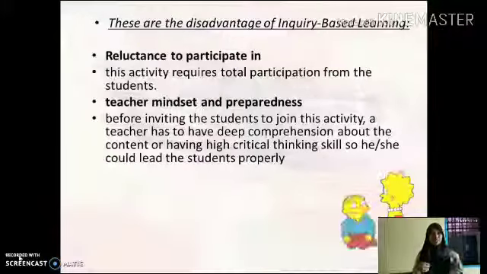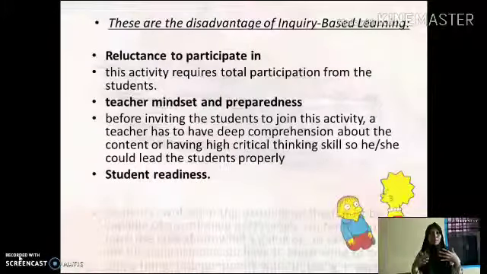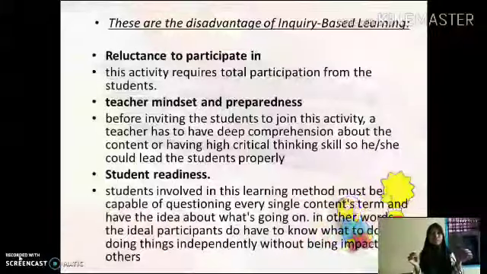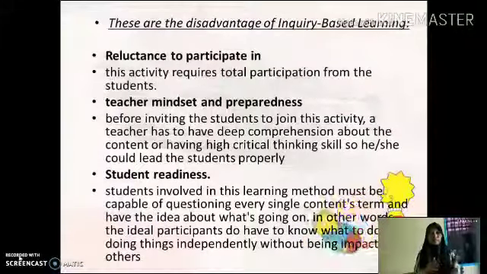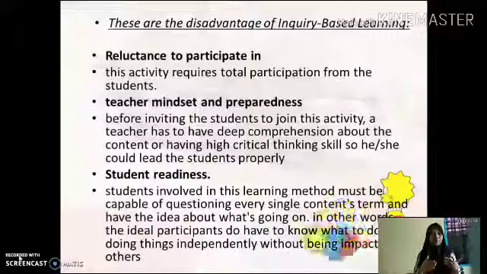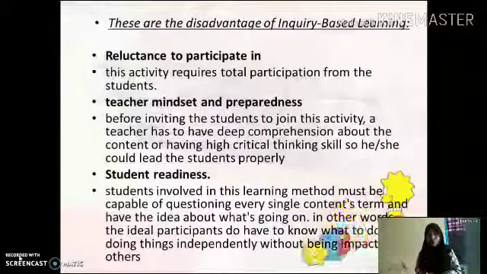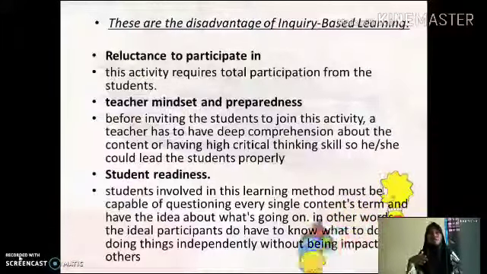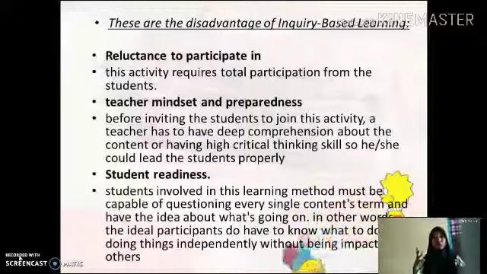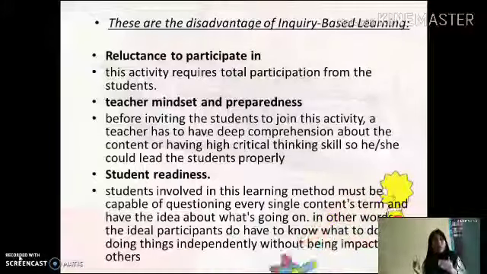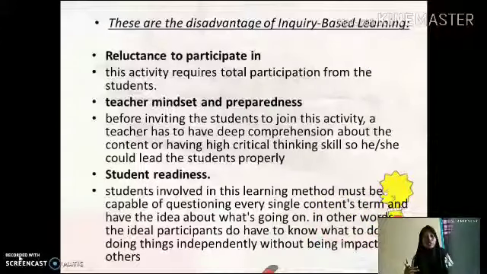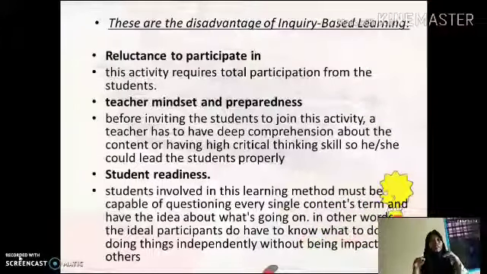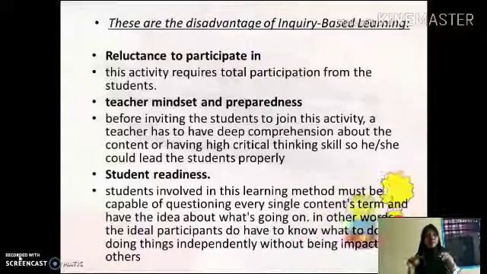Student readiness. Students involved in this learning method must be capable of questioning every single content term and have an idea about what's going on. In other words, the ideal participants have to know what to do, doing things independently without being impacted by others. As we know that not every student has this attitude, so using this learning method in an uneven population may lead to more intellectual gaps.